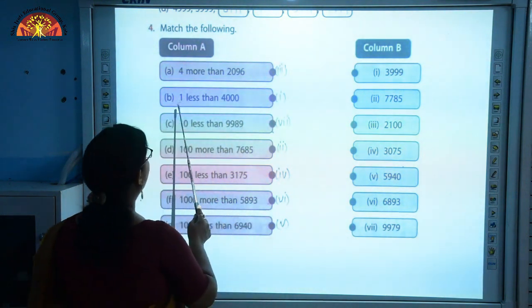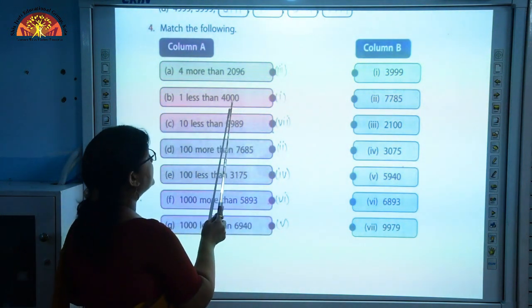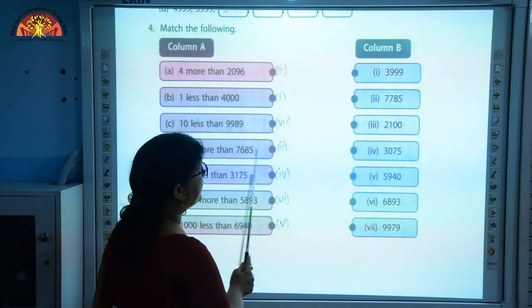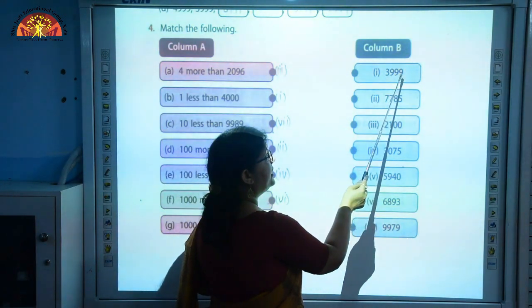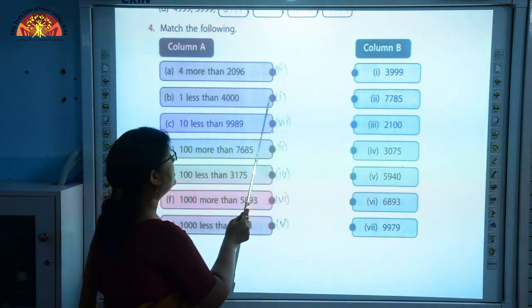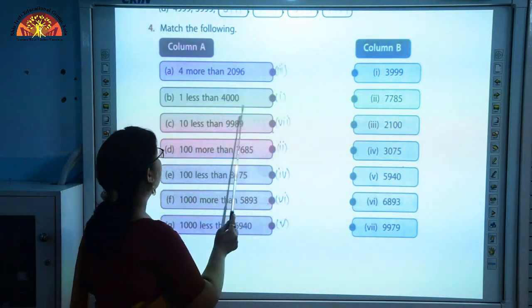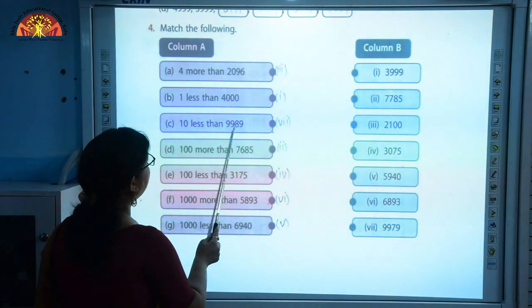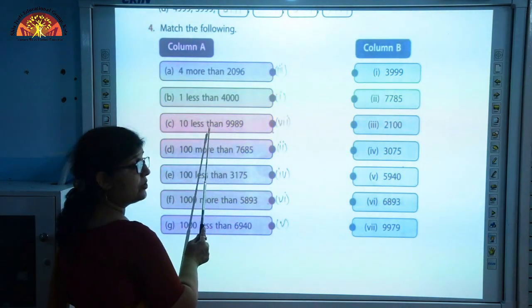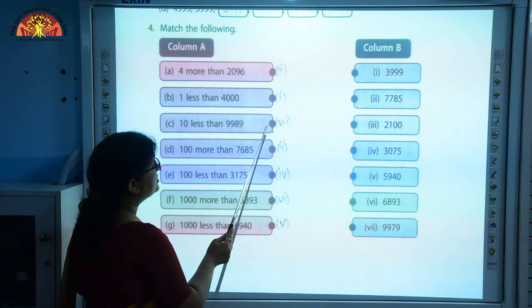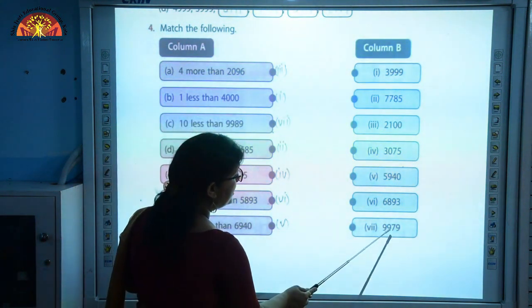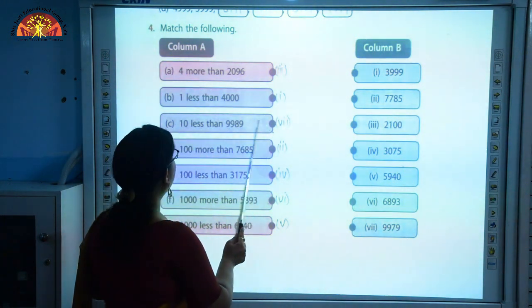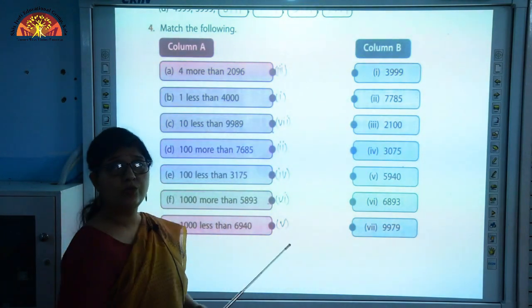Now B part is 1 less than 4000. 1 less than 4000 means subtract. So you will minus 1 from 4000. So we will get 3999. So first is the correct option. So we write 1 in front of B. Now C is 10 less than 9989. You subtract 10 from it, less than means you have to subtract 10. So what we will get here? 9979. So this is the correct option. So we write 7 in front of C. Now remaining parts you do yourself.